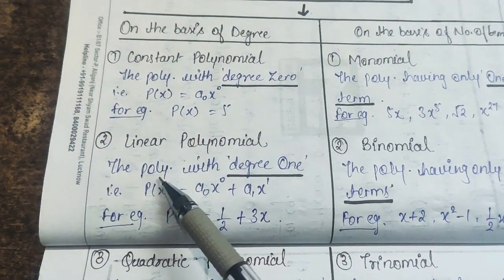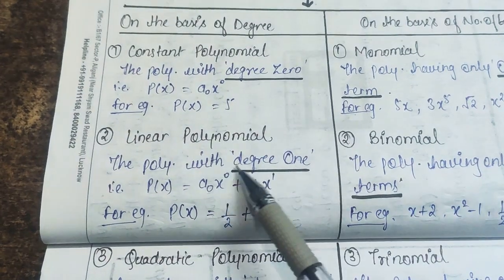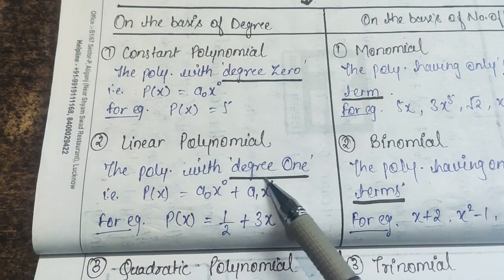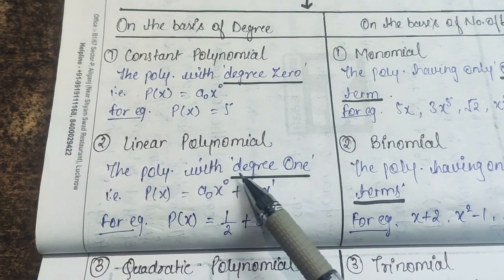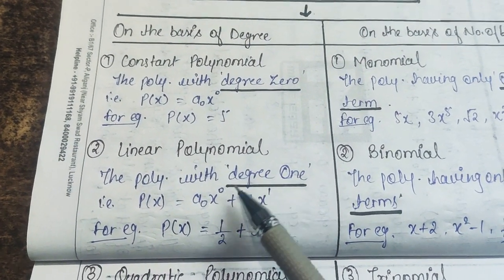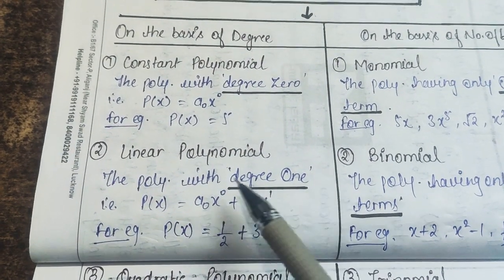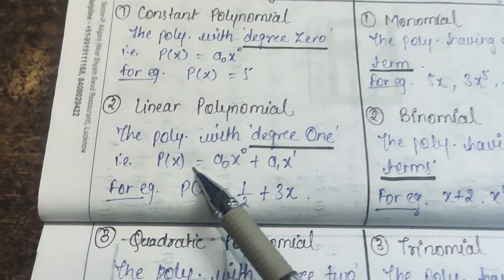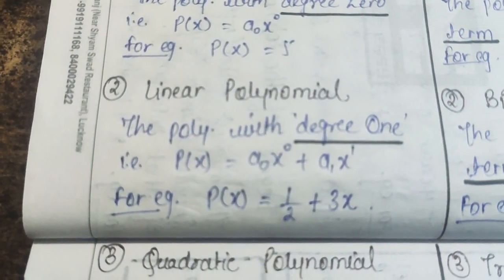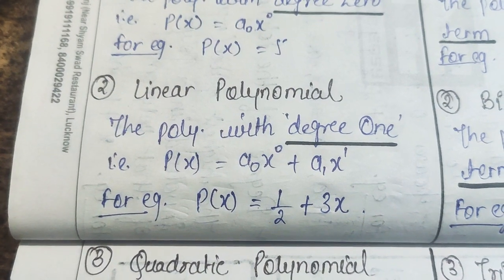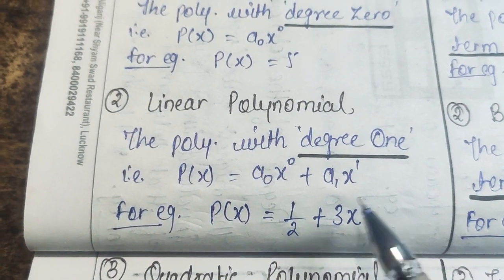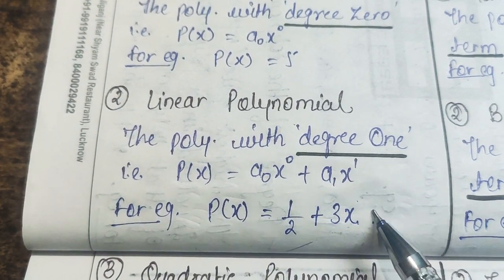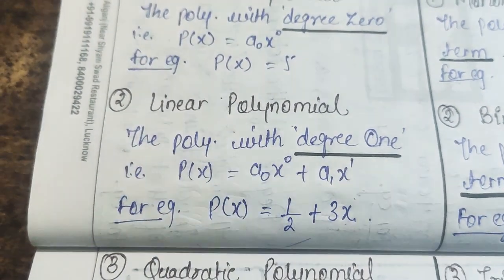Now the second type on the basis of degree is the linear polynomial. It means whenever the polynomial is having the degree 1, that is the highest power contained in the polynomial is only 1, then you will say it is a linear polynomial. So here the general form of the linear polynomial is a naught x to the power 0 plus a1 x to the power 1. So here you can see the highest power is only 1. So the degree of the polynomial is 1, hence it is known as linear polynomial.